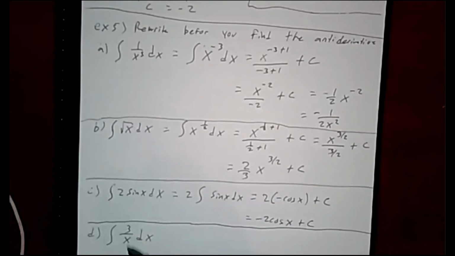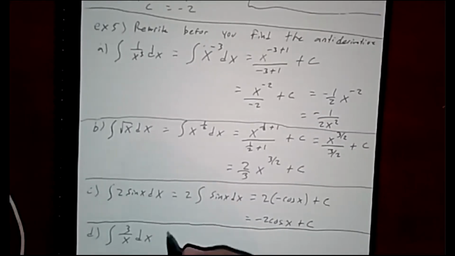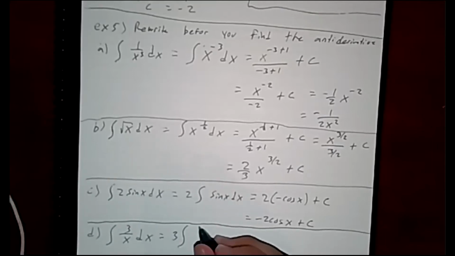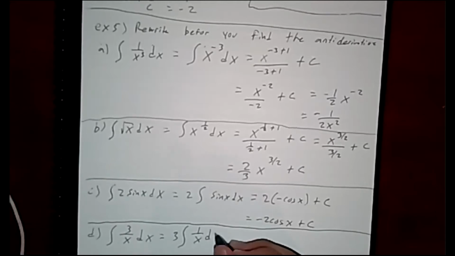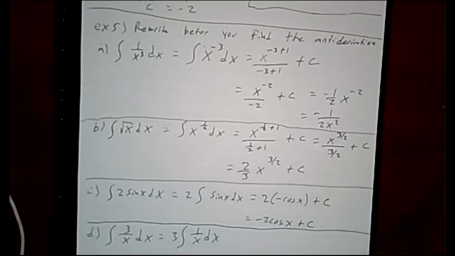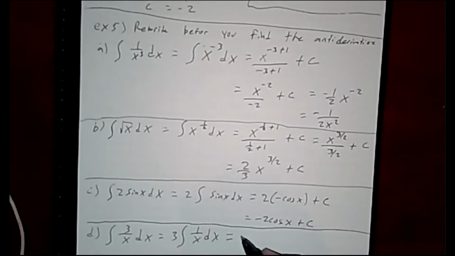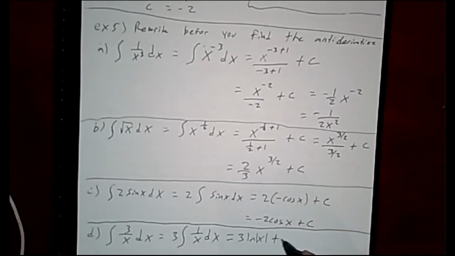This is the next one. It's 3 over x, so you need to pull out the 3. Now using your formula sheet, the antiderivative of 1 over x is going to be ln x. So this is something you need to just remember. It'll be 3 ln x plus c.